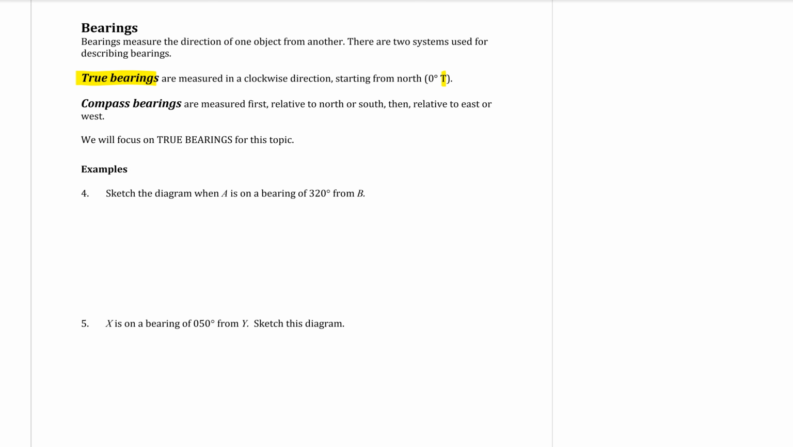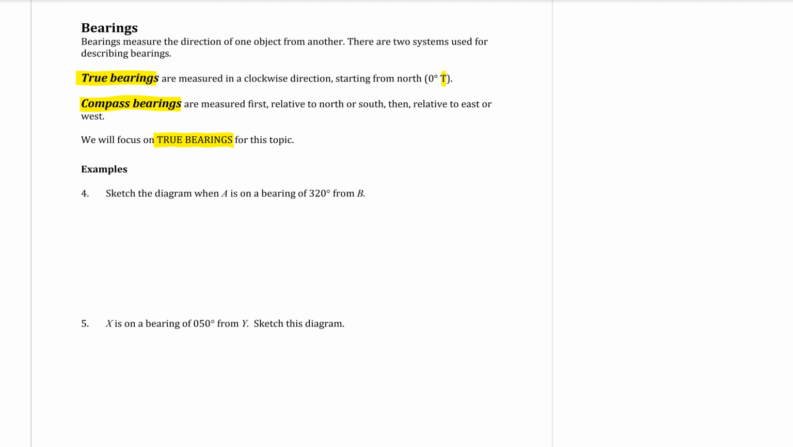The other type of bearing that you need to be familiar with is a compass bearing. They're the type where you start with either the north or the south pole, depending on which one is closer. And you'd have something like north 30 degrees west, or north 70 degrees east, or south 20 degrees west. Those are your compass bearings. Most of the questions that we do will be focused on true bearings. However, there are a couple that do use compass bearings, and one of the ones I'm going to do in here today has a compass bearing in it.